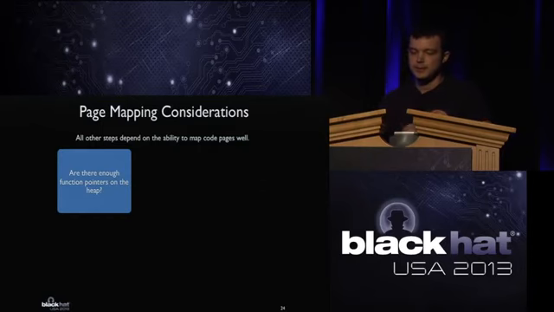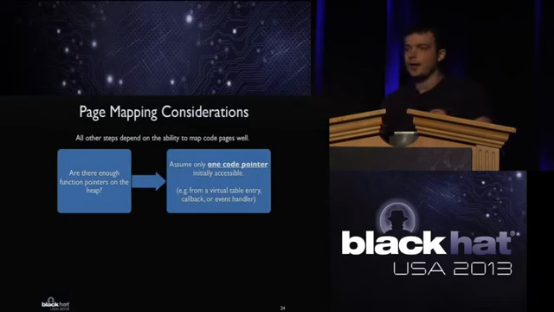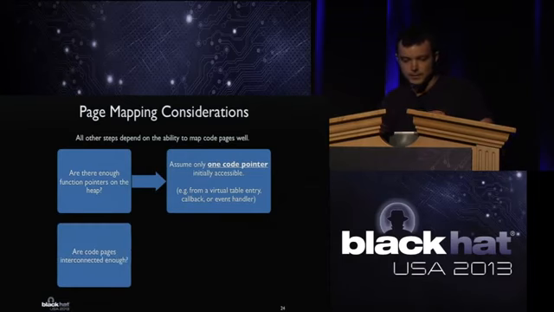One of the questions that comes up is, are there actually enough function pointers on the heap or the stack that we can leak in order to map out a significant chunk of the application's memory? We took the easy way out of this question, and we just assumed for all of our experiments that you only need to leak a single function pointer. And you'll see what we did in our experiments in a second.